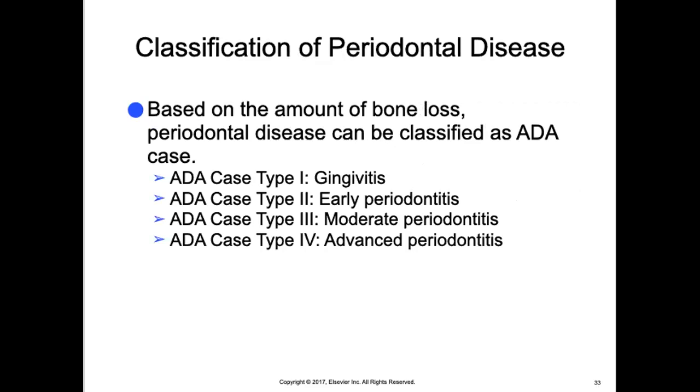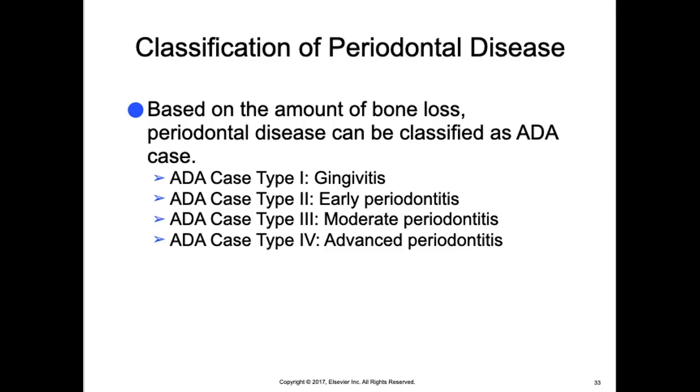Classification of periodontal disease is based on the amount of bone loss, and periodontal disease can be classified as ADA case type 1, which is known as gingivitis. This is not really affecting the bone. Here, the gum tissue can be inflamed, it can be bleeding, but the patient has relatively healthy bone still. This is the best type of gum disease to have because it can be easily reversed with proper cleaning and a change in habits such as regular brushing and especially flossing.